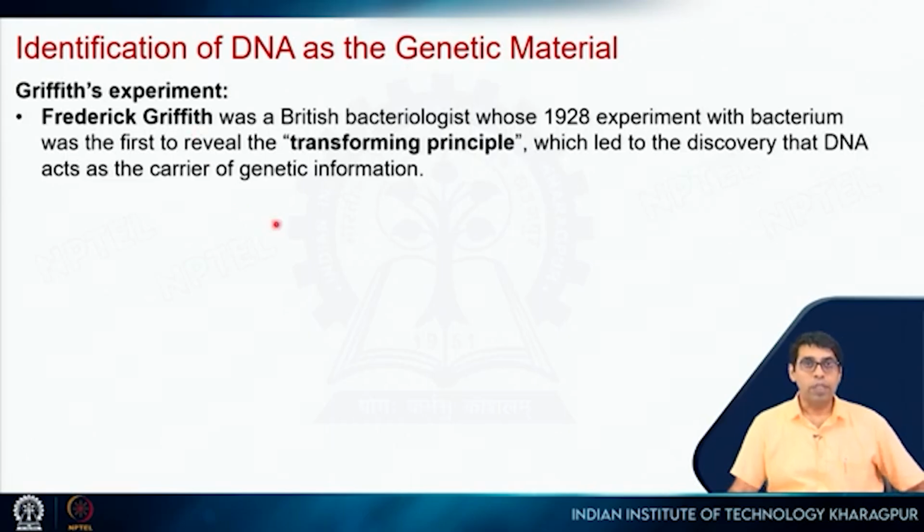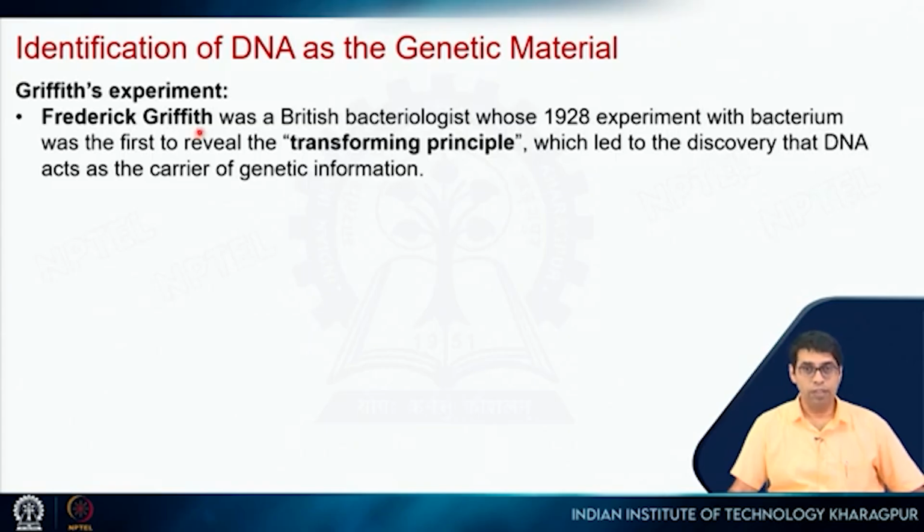So, the first one is the identification of DNA as the genetic material. Till this time, all these 3 molecules were known: there are 2 types of nucleic acids, DNA and RNA, and there is protein, but it was not clear which of these molecules is the major genetic material, right? And the first clue came from this landmark experiment that was done by Frederick Griffith.